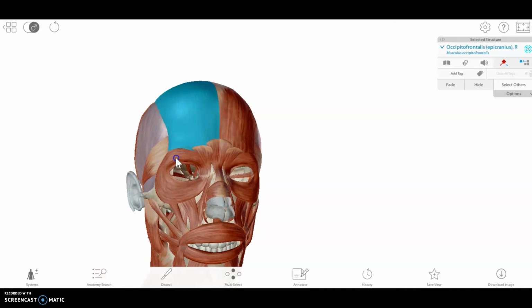We will rotate right around. Okay, the orbicularis oculi. This is your winking muscle. Okay, it's a circular arrangement and it goes around your eye.